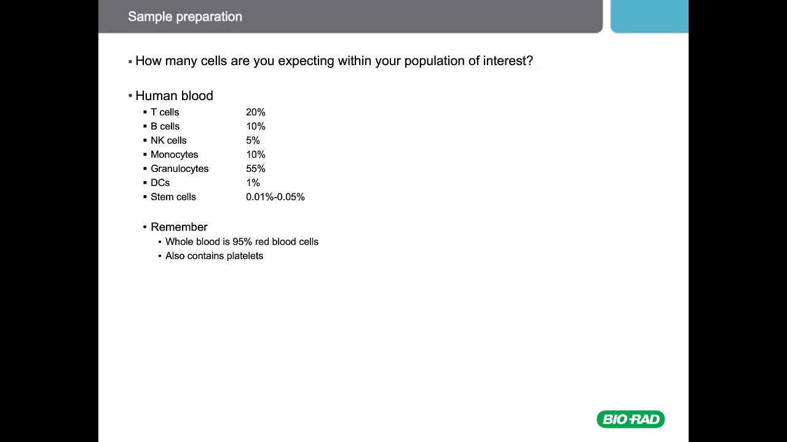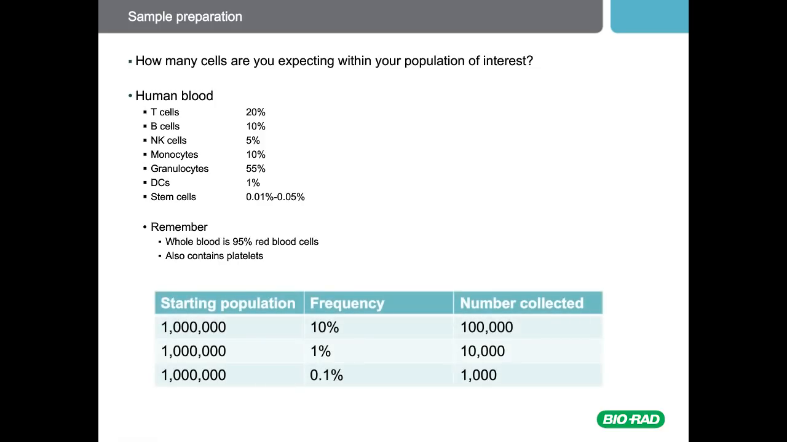Examples of the number of cells collected based on cell frequency is shown in this table. Based on a starting population of 1 million cells and a frequency of 10%, if you acquire all the cells, you'll have 100,000 cells. However, if you have a frequency of 0.1%, the number dramatically reduces to only 1,000 cells. If this frequency is based upon one marker, and you're starting to look at subpopulations and several markers, you have to ensure you start with enough cells and acquire enough cells to have a statistically significant positive population.